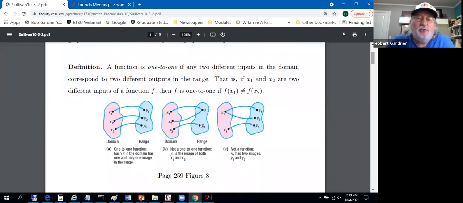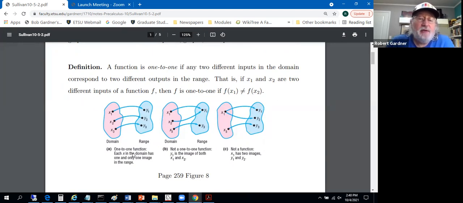So the formal definition of a one-to-one function is: a function is one-to-one if any two different inputs in the domain correspond to two different outputs in the range. That is, if x1 and x2 are different inputs, then the outputs, f of x1 and f of x2, are different. Different inputs yield different outputs.